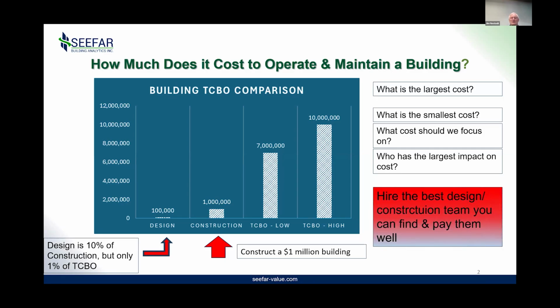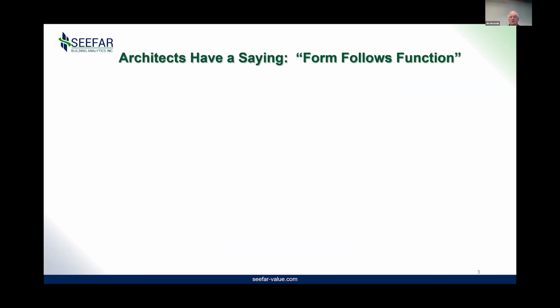And the way I summarize this is hire the best design construction team that you can find and pay them well. I'm not saying pay them extravagantly. It would make all these architects and engineers go crazy, but you need to have a reasonable design budget in order to lower your total cost of building ownership. And I have been in many meetings over the years where we're trying to chisel down the design consultant cost, and it's actually the wrong way to go.